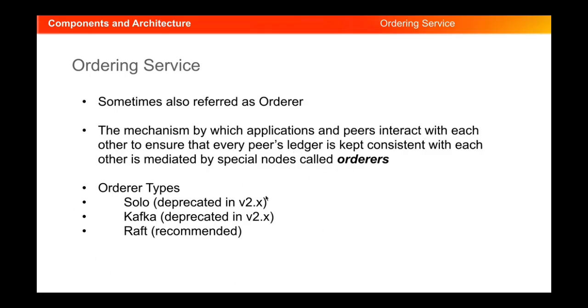There are different types of orderers, as you can see here. First one is Solo, second is Kafka, next is Raft. In Solo, you have one single orderer, and in Kafka, you can have a cluster of orderers. Raft is a newly introduced ordering mechanism which is recommended from version 2.0. Solo and Kafka are deprecated from version 2.0. So if you are starting a project, it is recommended that you go with Raft, which is from version 2.0.